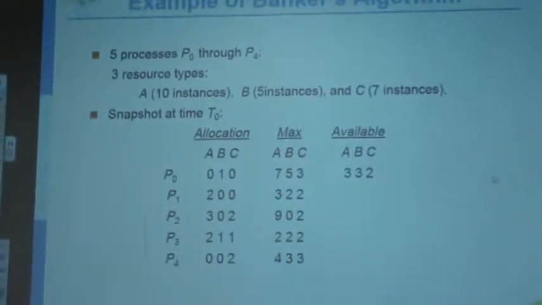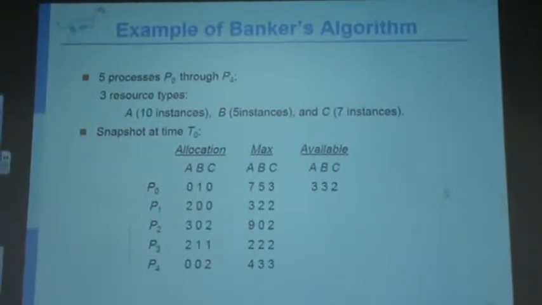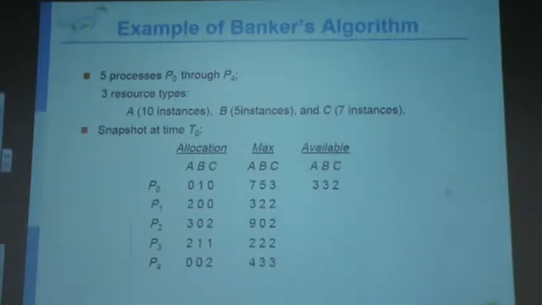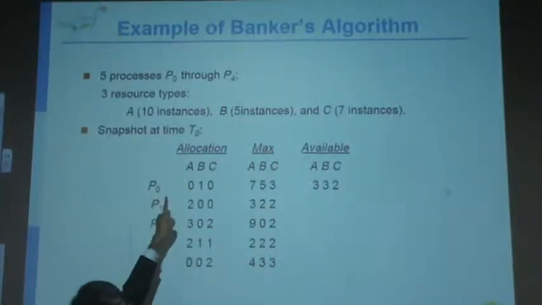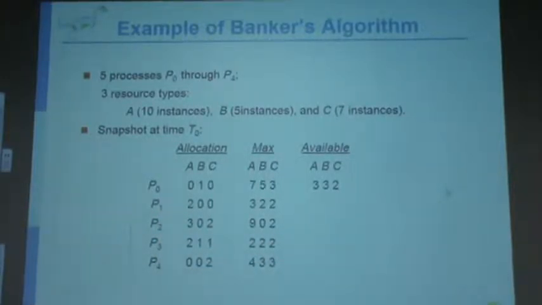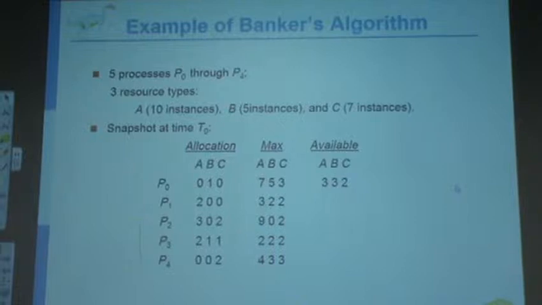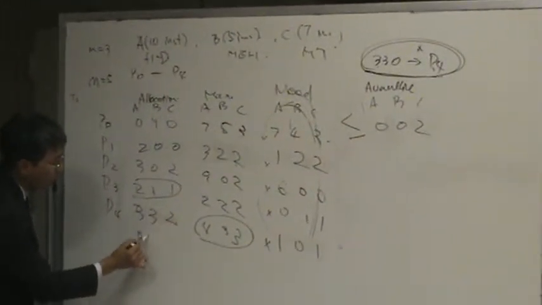What about P4 requesting 3, 3, 0? I think it's maybe for the maximum need, not for the allocation. So currently this is the state, then process 4 requests 3 more A. Okay? Yes, so 3 more is maybe for the maximum need. The maximum is 433. They need the 433. Then the current state is 0, 0, 2.